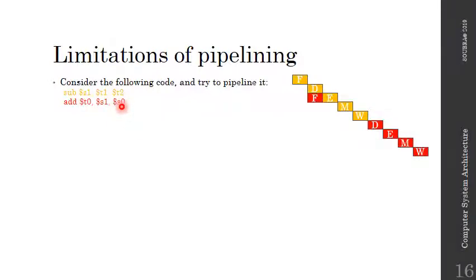Can you think about another problem now? And here, for instance, we've covered the R-type instructions. So remember the 3 types. So think about another problem, another limitation for pipelining here. What would it be?